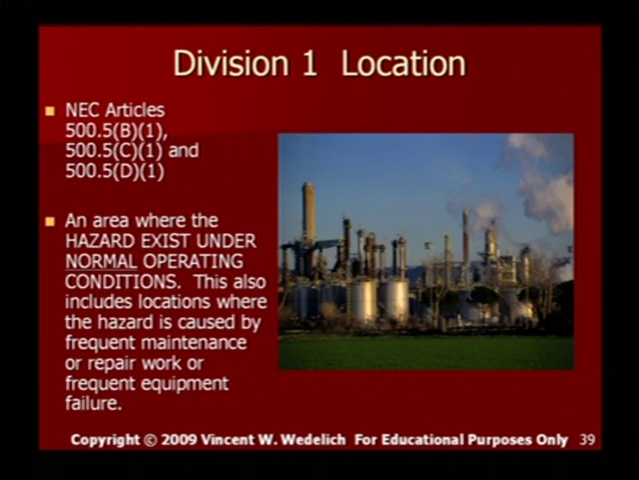So here in Div 1 locations, we have NEC Articles 500.5B1, 500.5C1, and 500.5D1. And again, a Div 1 location is an area where the hazard exists under normal operating conditions. This also includes locations where the hazard is caused by frequent maintenance or repair work or frequent equipment failure.